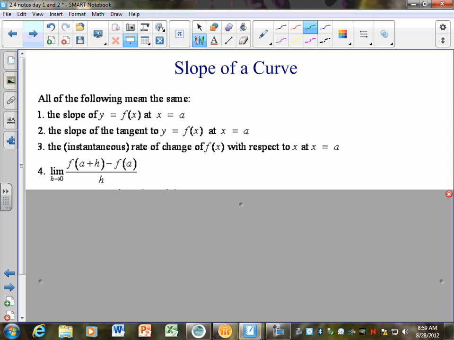Now we can do an example. This is an exciting day. This is almost as exciting as when we learn how to do a derivative. Because this is what the whole first semester of calculus is built around, the slope of a tangent line. For the rest of the year, every day we're going to be talking about the slope of a tangent line at a point on a curve. You good?